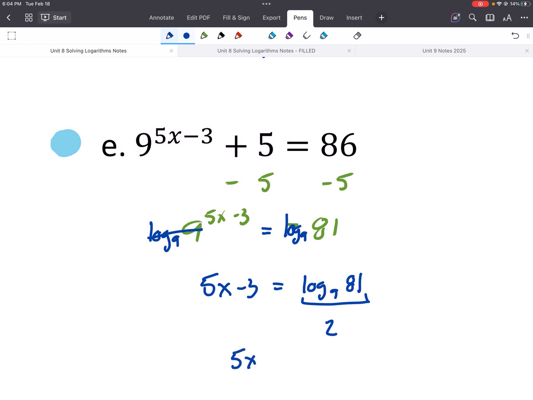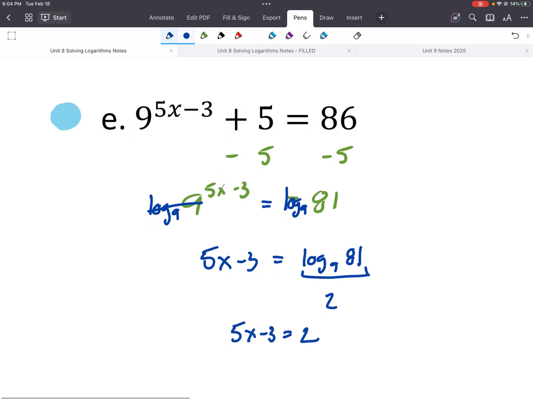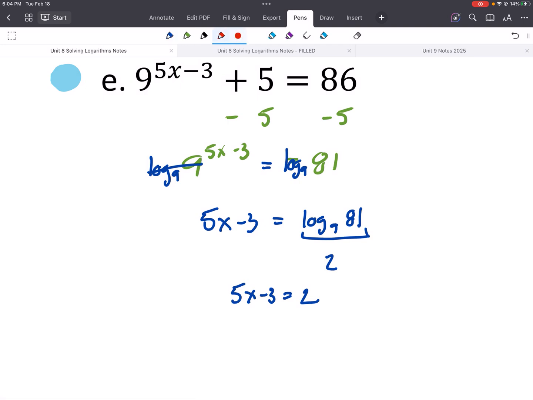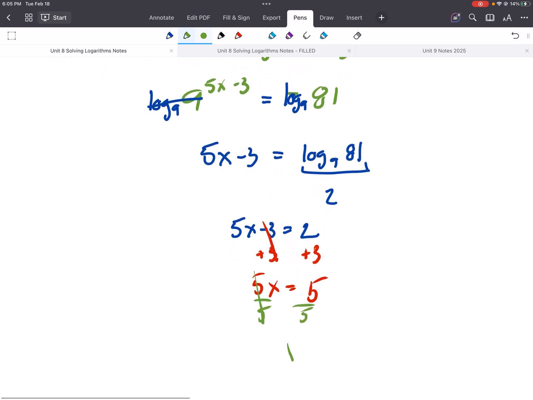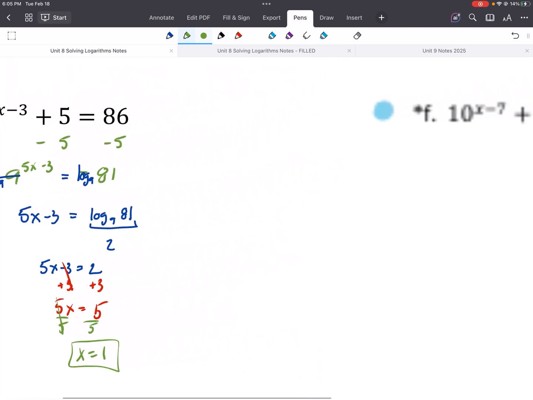So we get 5x minus 3 equals 2. And then we've just got those last 2 steps. So add 3. And then divide both sides by 5. So x equals 1. All right, hopefully that was okay for you. Again, on your homework, if it says to round to the hundredths, make sure you round your answer to the hundredths place.